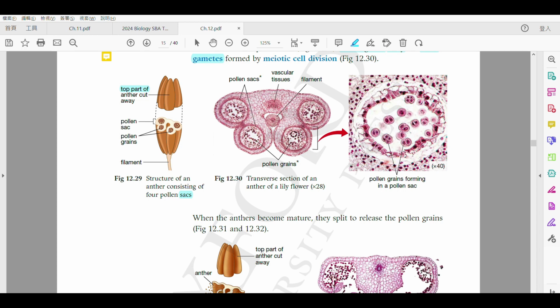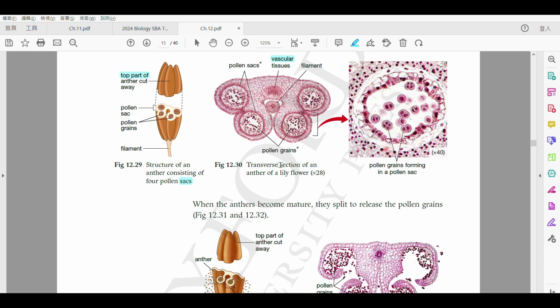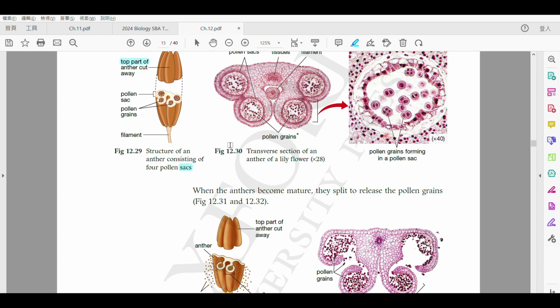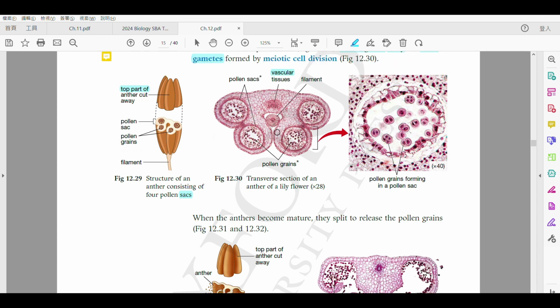Just for you to know, you can find the vascular tissue here. By vascular tissue it means the xylem and phloem. Alright, xylem and phloem. Okay. And then also the filament is not yet gone. It doesn't disappear. If you want to support the stamen, it will be kept at the center. This center part is the filament.